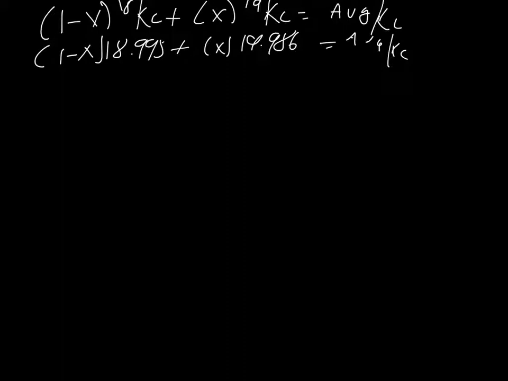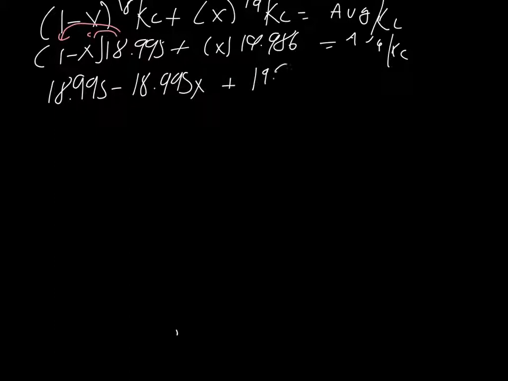In math, when I get something like this, I need to distribute this to all the terms. So I distribute and I get 18.995 minus 18.995x plus 19.986x equals 19.85 from the problem. No problem. Apparently I can't erase that.